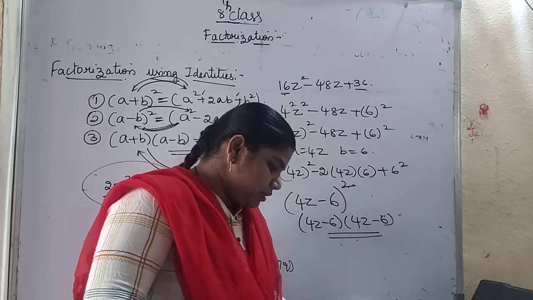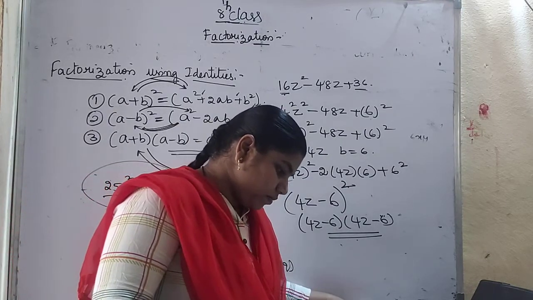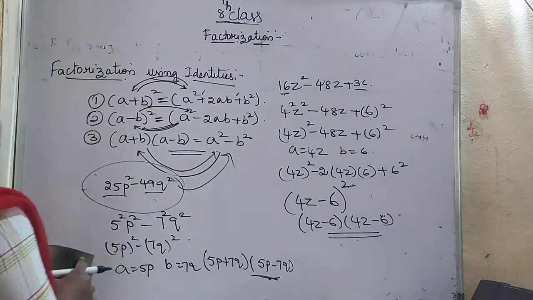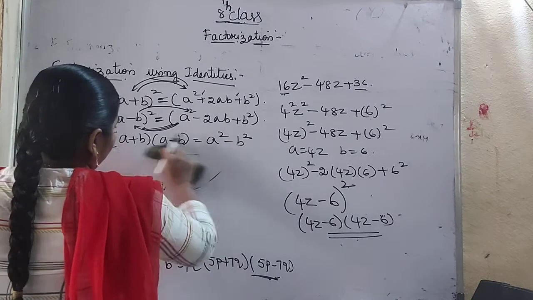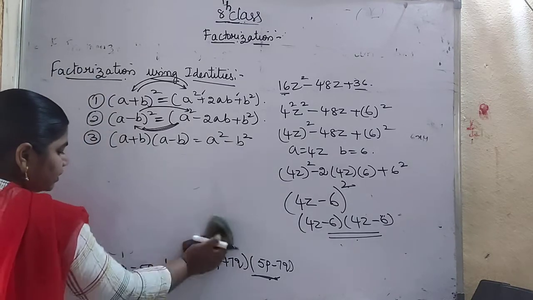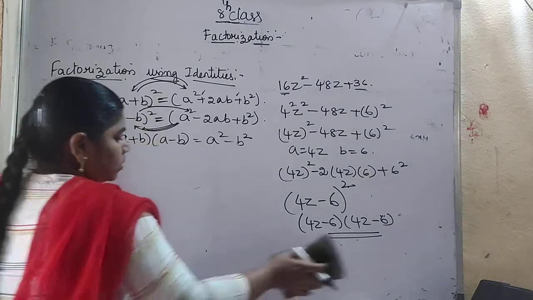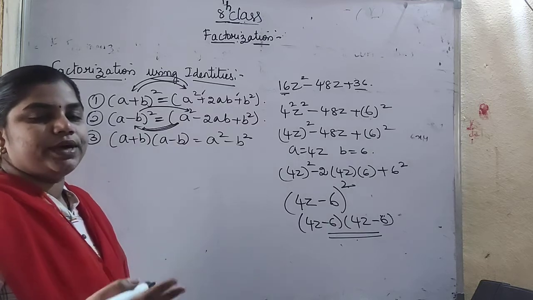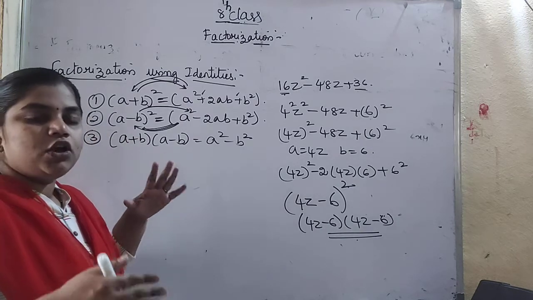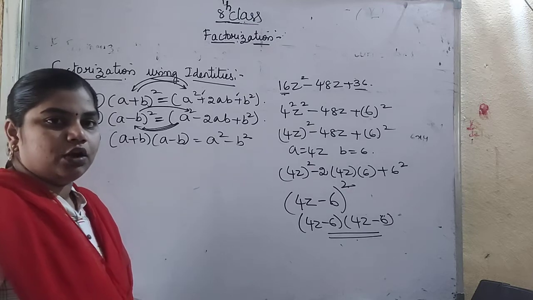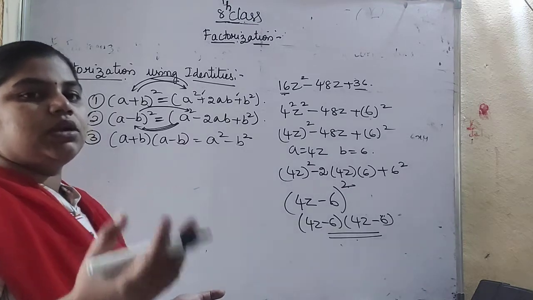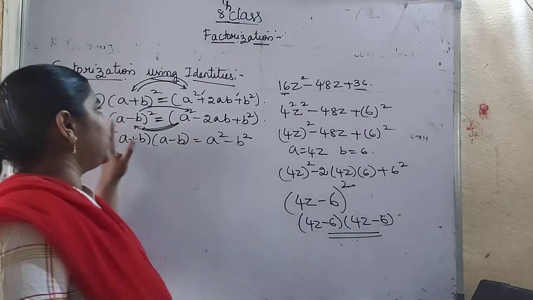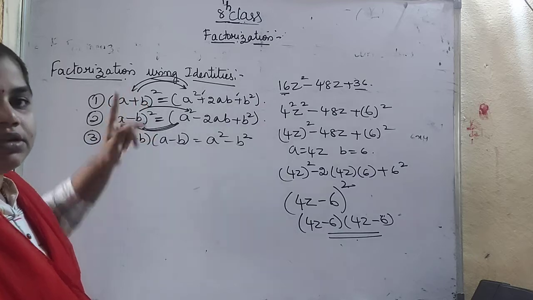Next, we will see how to solve when the terms are not in the form of squares. This method can be used for square terms also. When the first term and last term are in the form of squares, we can use the identity directly, or you can use the method I am telling now. But whenever the first term and last term are not in the form of squares, we have to use this method only, as we can't use the identities for that.